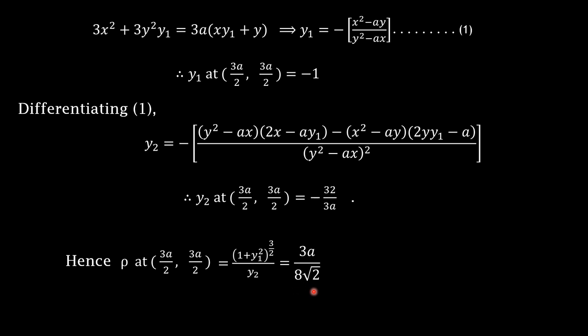If you are getting the value negative, if the radius of curvature, that is rho, is negative, just take the modulus sign of that. So write the radius of curvature in positive value itself. Hence, the radius of curvature of the given curve, that is the folium, is 3a by 8 root 2. So that completes the problem.